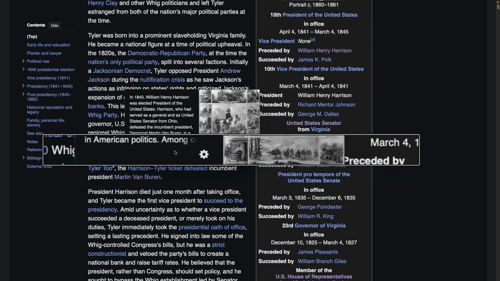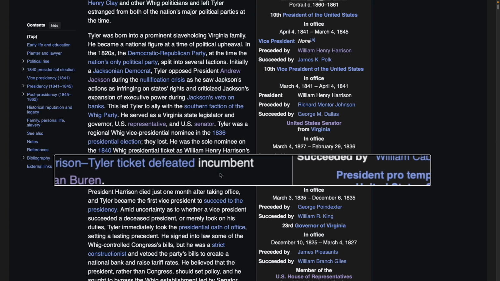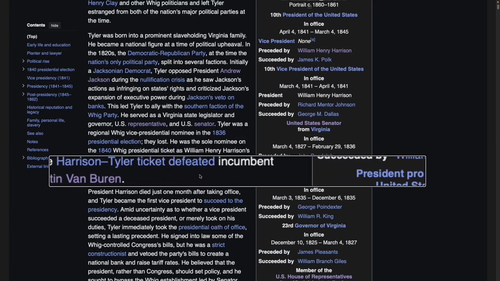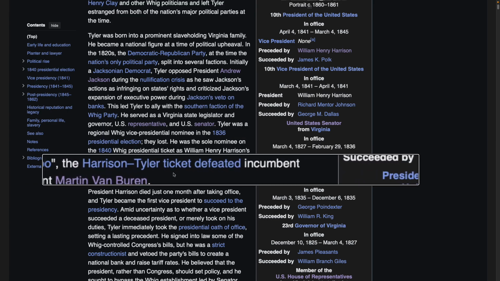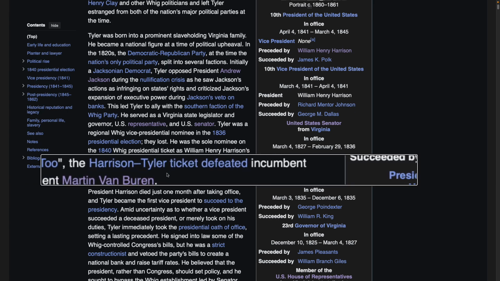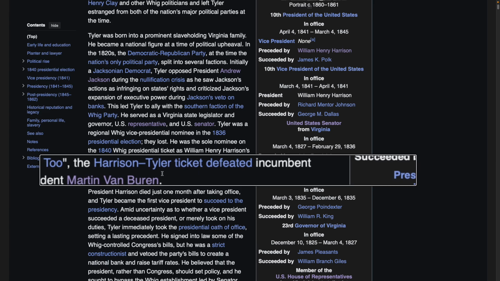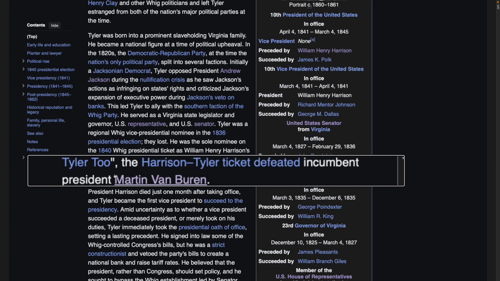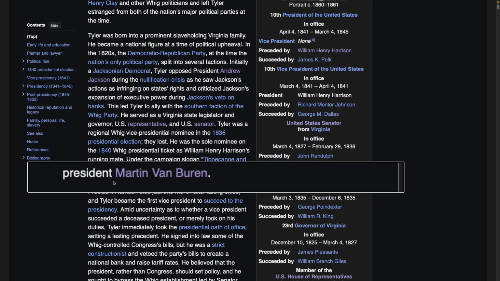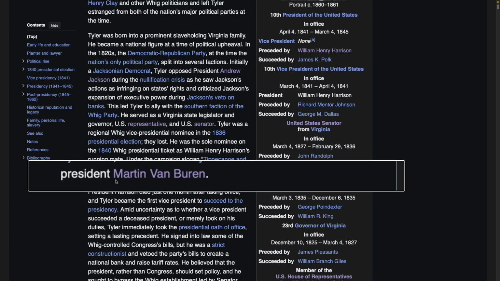So Tippecanoe being the nickname of William Henry Harrison from his time as a soldier and major general and so on. And so that's Tippecanoe and Tyler too. The Harrison-Tyler ticket defeated incumbent President Martin Van Buren, who was the 8th president, I guess, who only had one term.